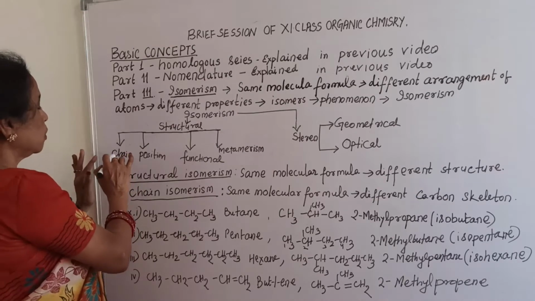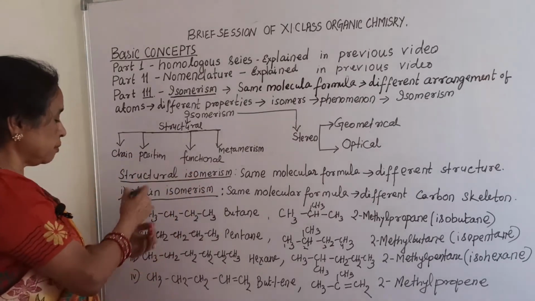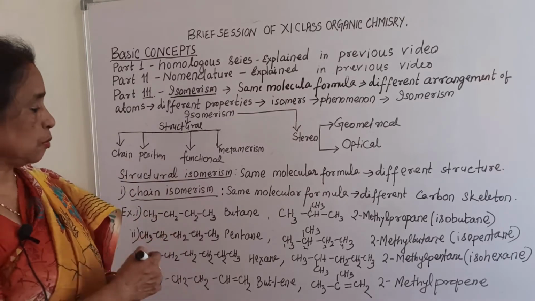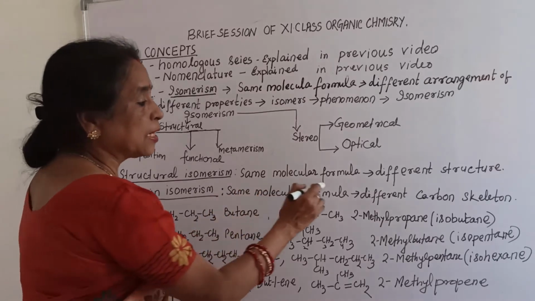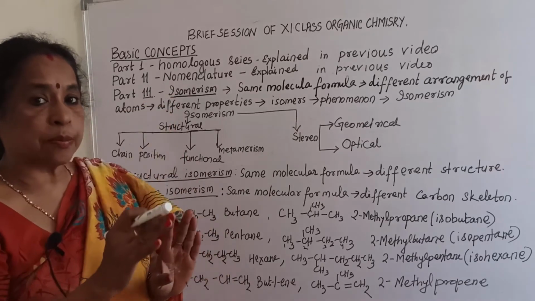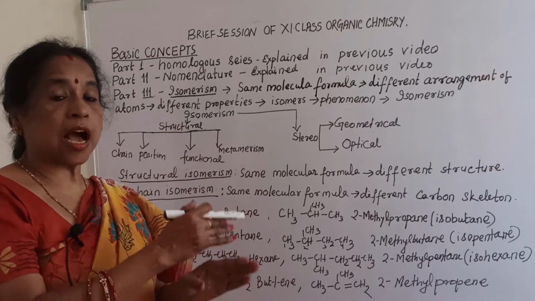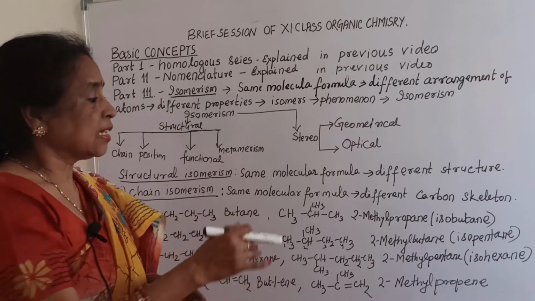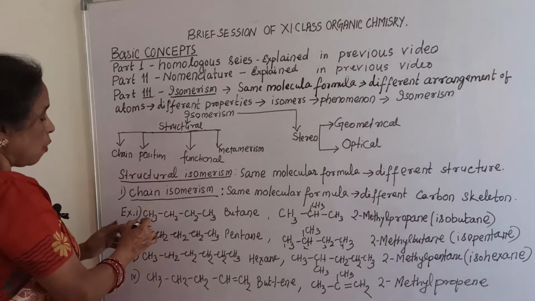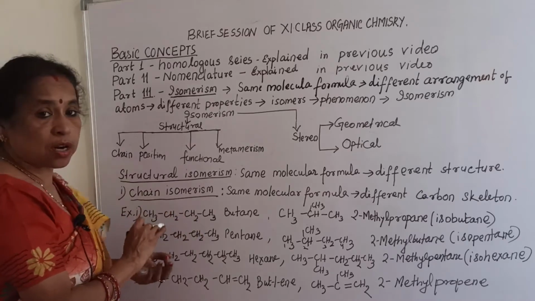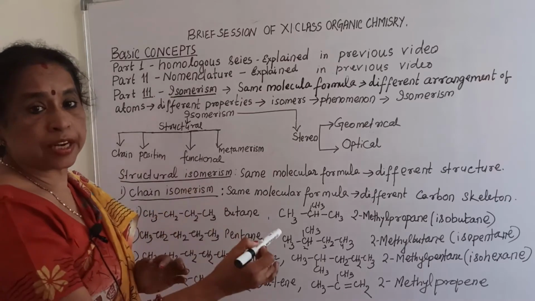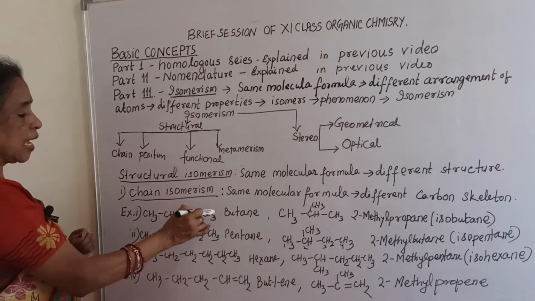Now we come to chain isomerism, the first one under structural isomerism. What is chain isomerism? Same molecular formula but different carbon skeleton. If the molecular formula is the same and the carbon skeleton is different, this is called chain isomerism. Let us start with one example. Here 1, 2, 3, 4: four carbon atoms, so the structure is butane, because this is the alkane butane.